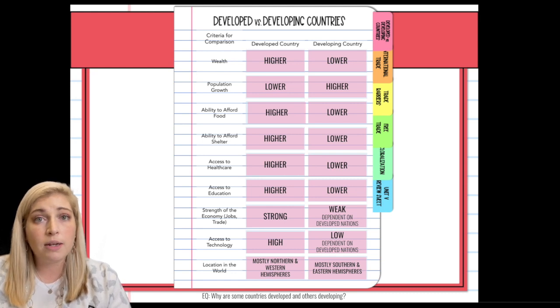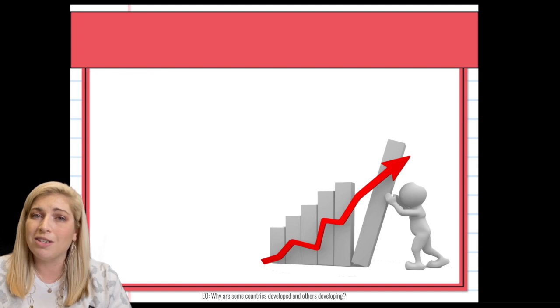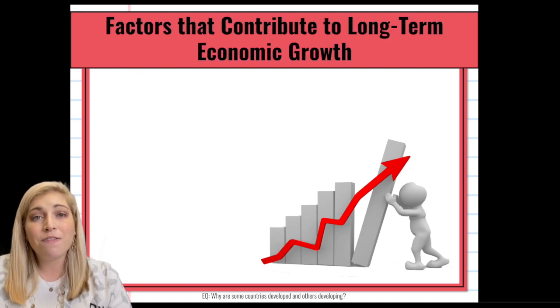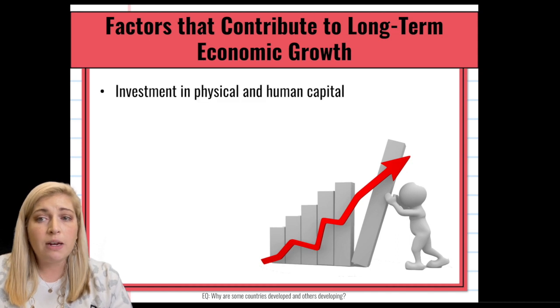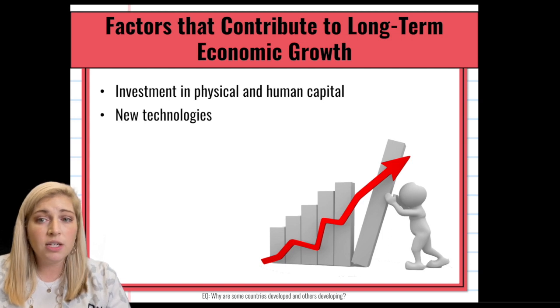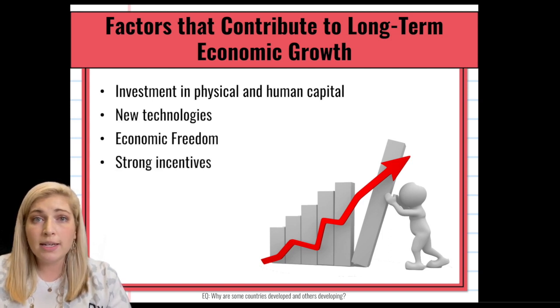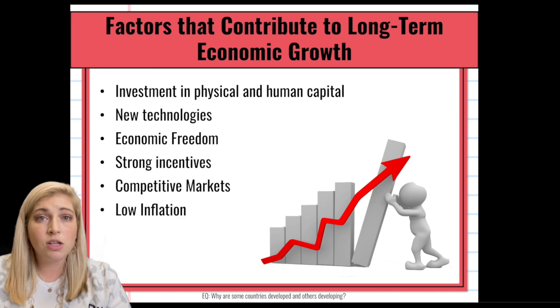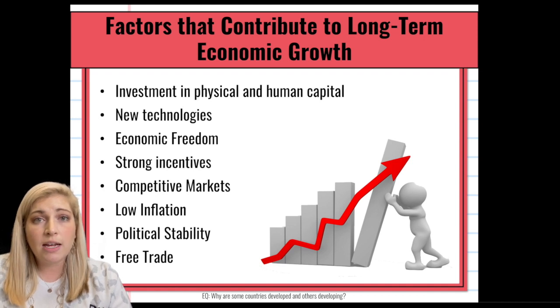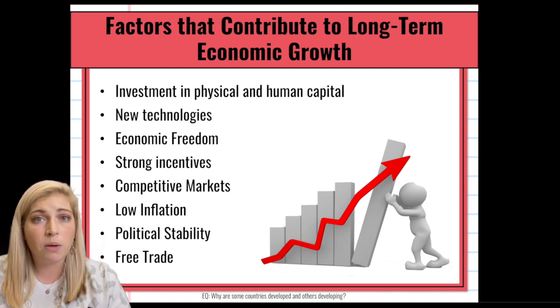Now, last thing I want to talk about, it's not on your sheet, so there's not a place to fill in. So just now you get to listen. Some of the factors that are going to contribute to economic growth, going back to that first idea with the wealth of a nation. Investment in physical and human capital are going to go into economic growth of a nation. New technologies, economic freedom, strong incentives, competitive markets, low inflation, political stability, and free trade. So all of these things are going to help a developed country continue to grow economically. And by growing economically, it's going to help them stay in that developed category.